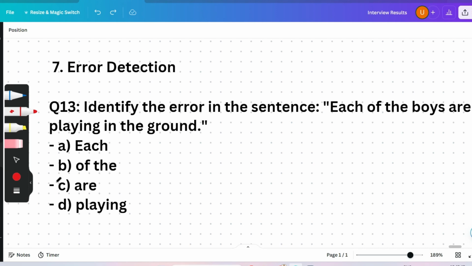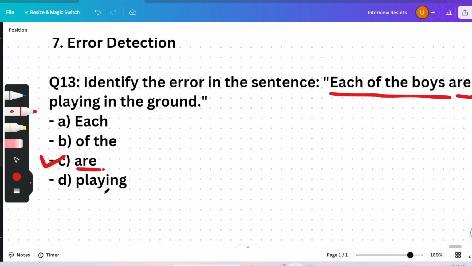Okay, so in this case the correct answer will be "are". This is also an exceptional question, because whenever you see "each of the boys", people start thinking this is okay, so they will opt for no error. But "each" is actually used with a singular noun. That means "each of the boys" is referring to a singular person. That means "are" will be eliminated, and "is" will be the correct answer for this case. That's why "are" has the mistake, so "are" will be the correct answer.